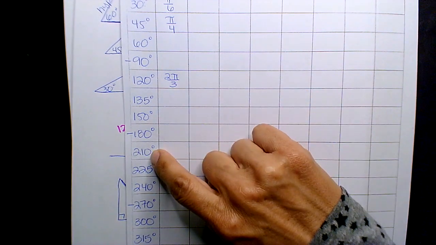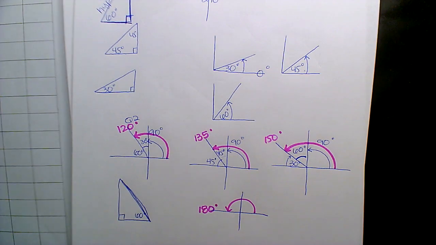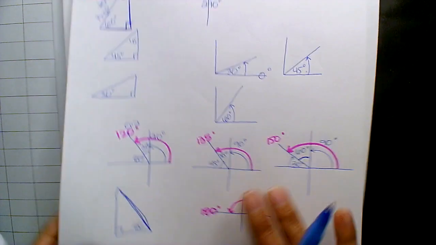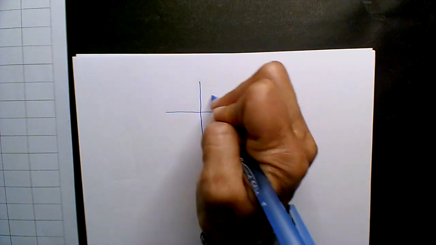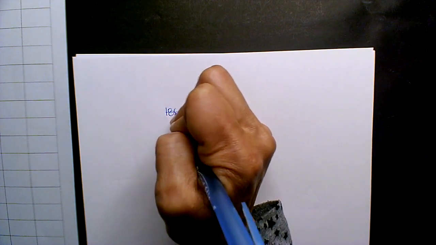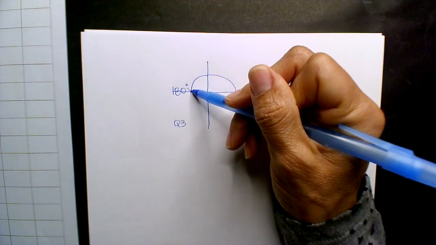And now we're going to start quadrant 3 and then quadrant 4. You're just working off of those 90, 180, or 270, and you're just adding to it. So if you're in quadrant 3, you have the 180, and you're adding to the 180.